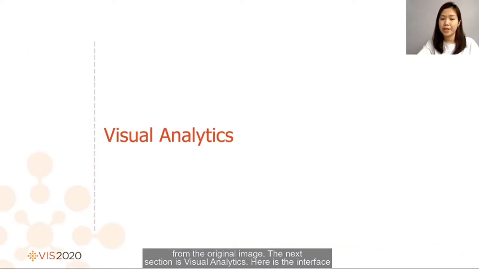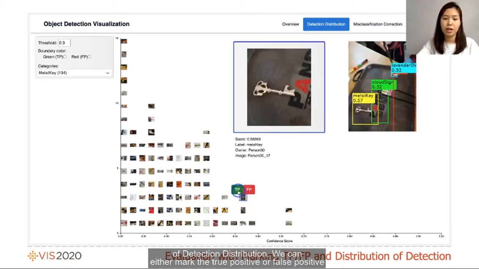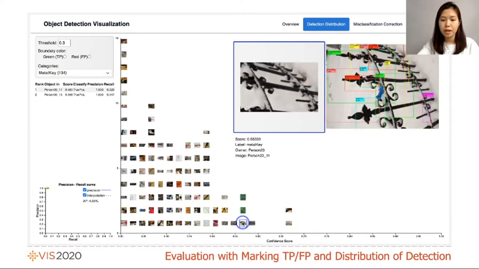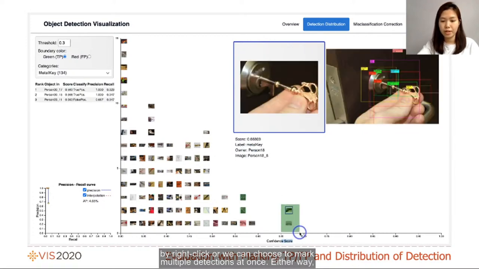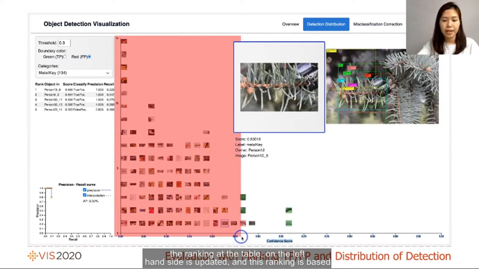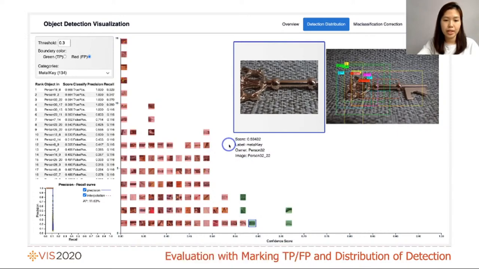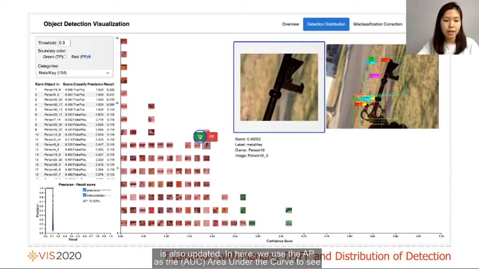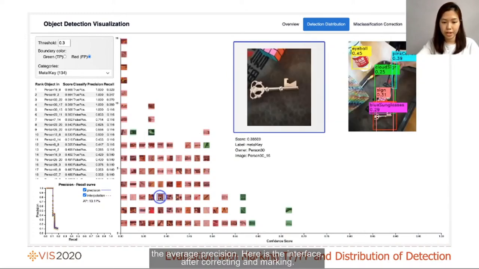The next session is visual analytics. Here is the interface of detection distribution. We can either mark the true positive or false positive by right click, or we can choose to mark multiple detections at once. Either way, the ranking at the table on the left-hand side is updated. And this ranking is based on the confidence score. And then you can see that the precision and recall curve is also updated. In here, we use the AP as the AUC curve to see the average precision.